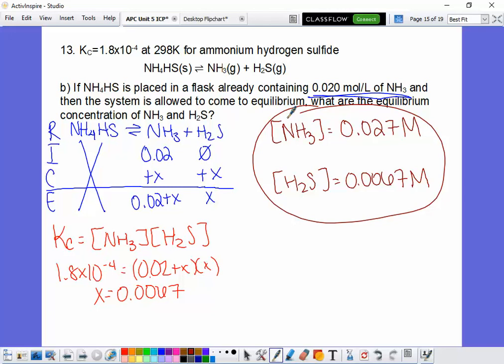One last problem I want to do, it's not in your in-class problems, this last one is in your guided notes. So please go ahead and get out your guided notes, turning to, I think it's page 10. We're looking at interactive example 13.10.